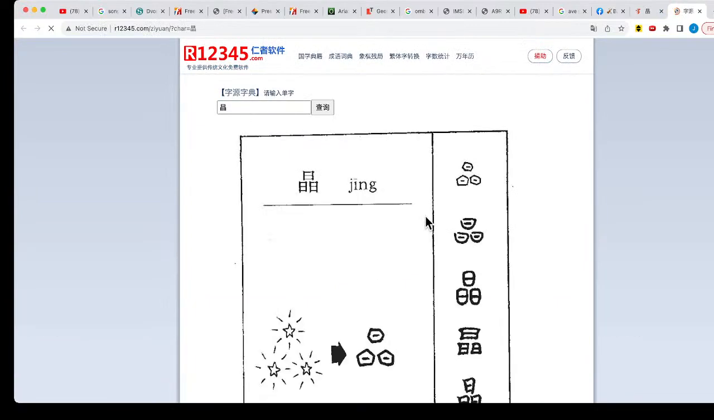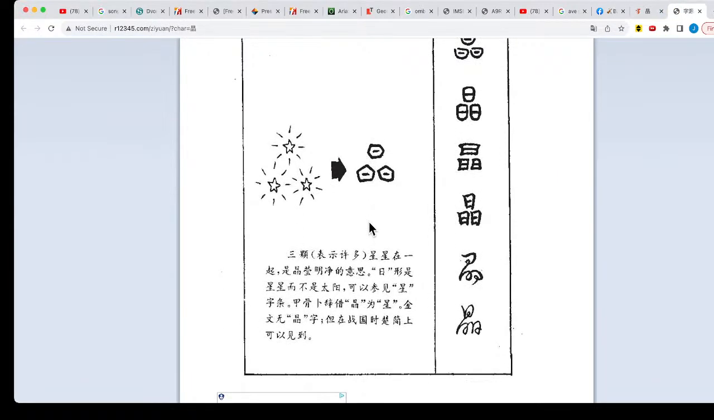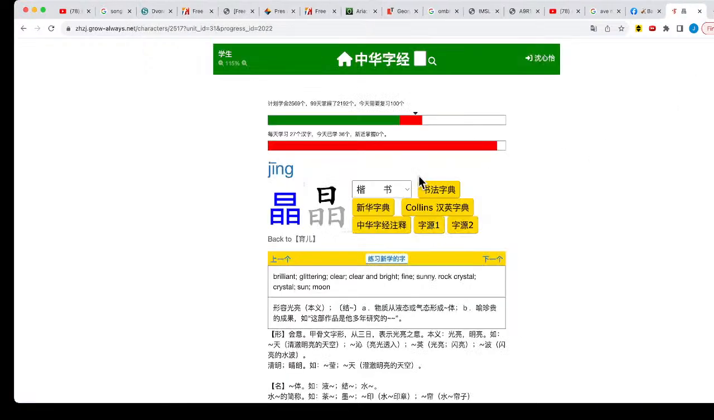If we look at this character, it really makes sense, which means that they put like three suns. The character 日 put there, but that actually does not refer to sun. It actually refers to three stars. So it's referring to three bright stars in the sky, like bling bling bling, you know, that kind of thing. So this is 晶.